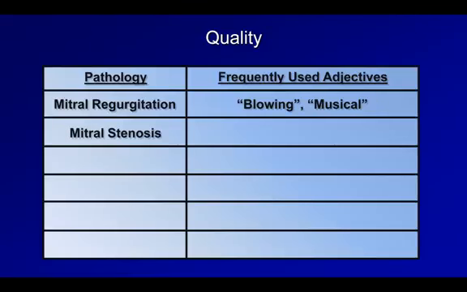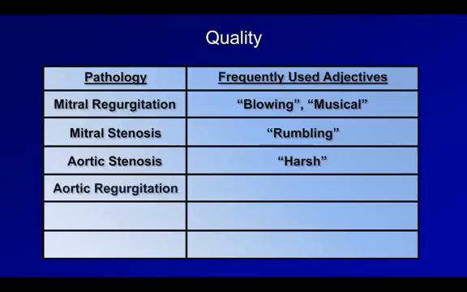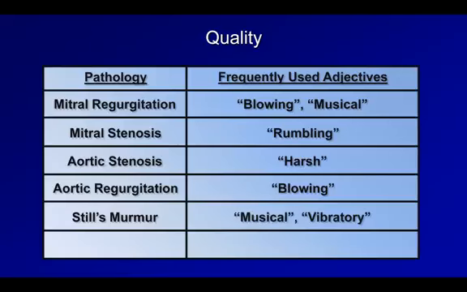Mitral stenosis is rumbling. Aortic stenosis, as already discussed, is harsh. Aortic regurgitation is blowing. Still's murmur, which is a benign murmur typically heard only in children, is often described as musical or vibratory. And lastly, a PDA murmur, also usually heard only in children, is described as machine-like.